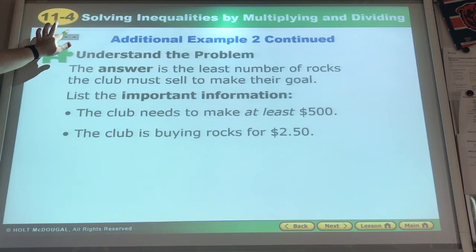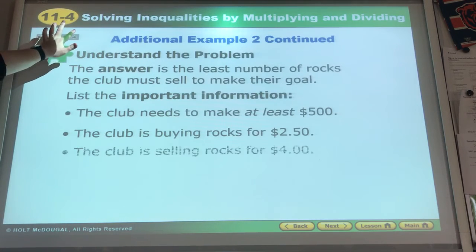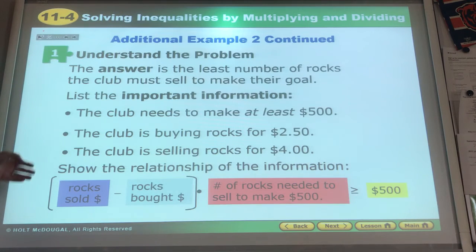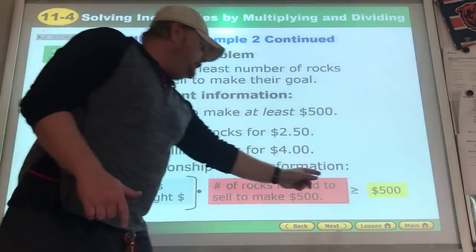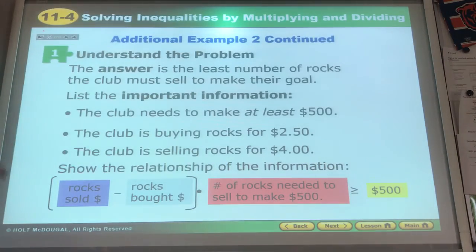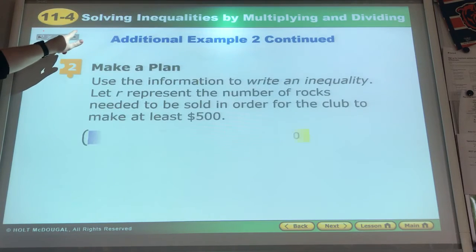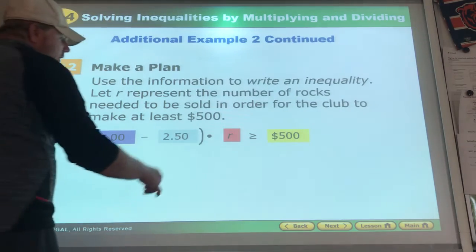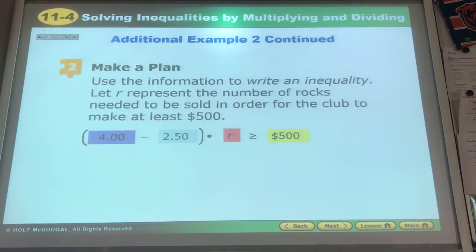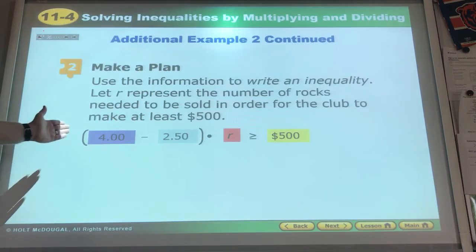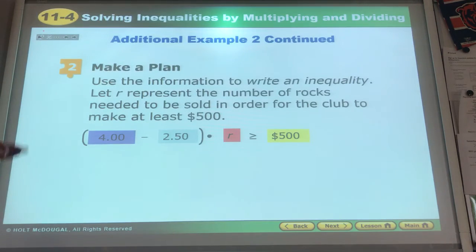The club needs to make at least 500, buying for $2.50, selling for $4. Show the information. So rocks sold minus rocks bought, number of rocks needed to sell to make greater than or equal to $500. So, let's make a plan. R is going to be our number of rocks. $4 is what we sell them for, $2.50 is what we buy them for. This is showing how much profit we make on every rock.